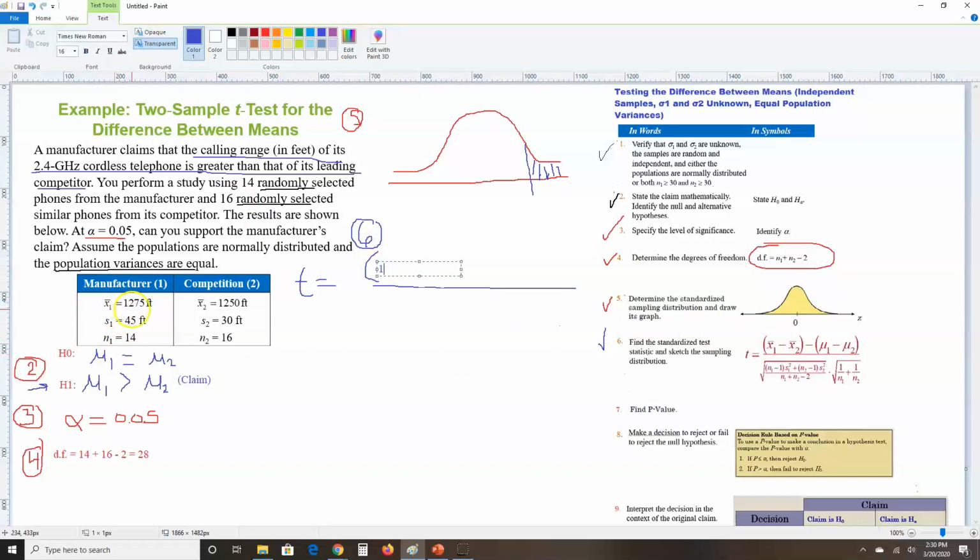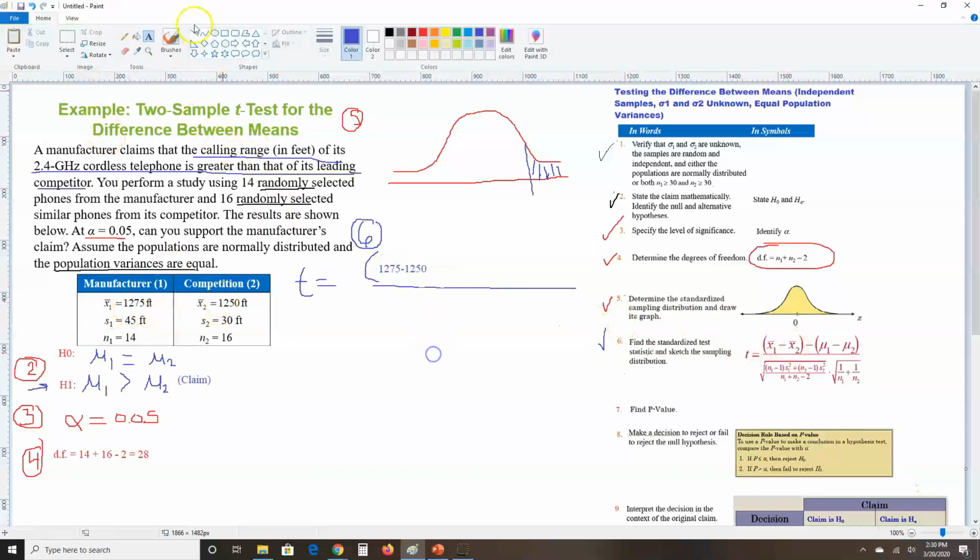X bar 1 is 1275. Take away X bar 2, that's 1250. Okay, we're going to close the parentheses. And then I'm going to subtract mu1 minus mu2. Now, because we always assume that the mean of each population is equal, when I subtract that, I'm going to get 0. So that's why I'm going to put 0 here.